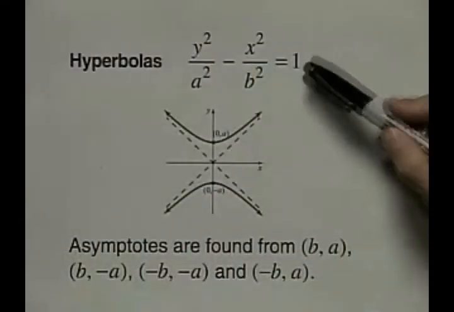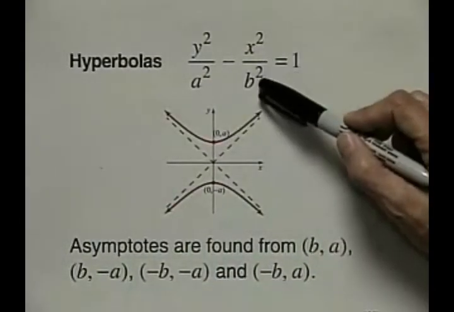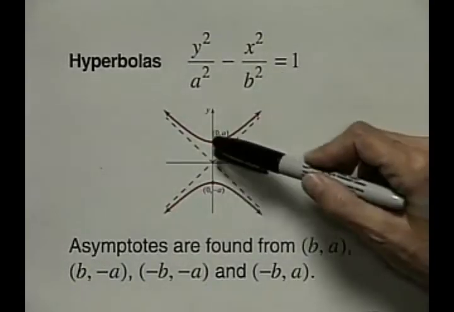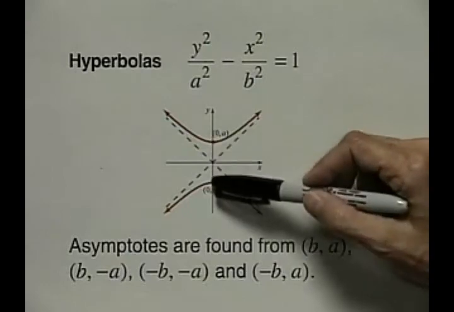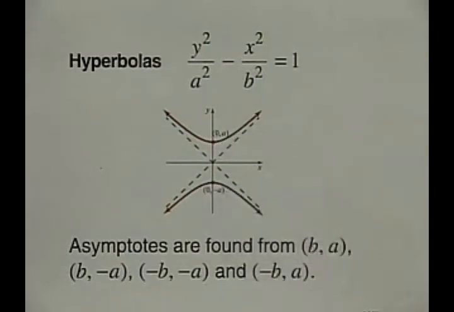Well, let's look at a hyperbola oriented in the other direction. Hyperbolas represented by the equation y squared over a squared minus x squared over b squared equals 1 have this orientation. Notice that the vertices of the hyperbola are on the y-axis, so have coordinates (0, a) and (0, negative a). Asymptotes are found from the ordered pairs (b, a), (b, negative a), (negative b, negative a), and (negative b, a).